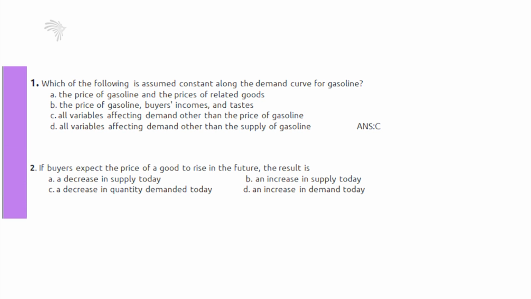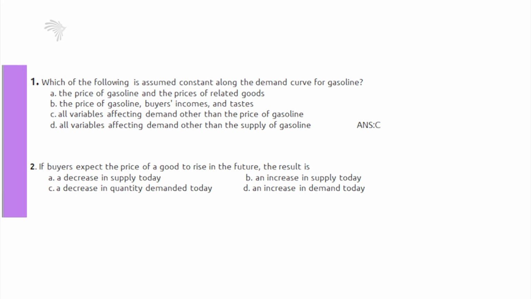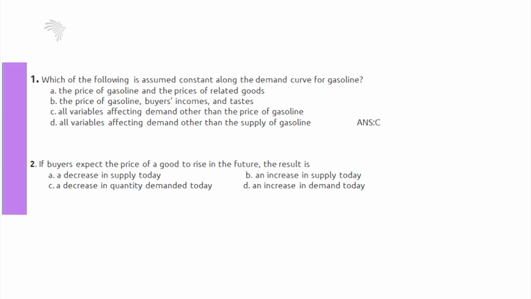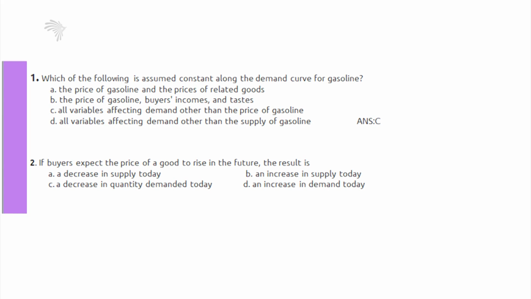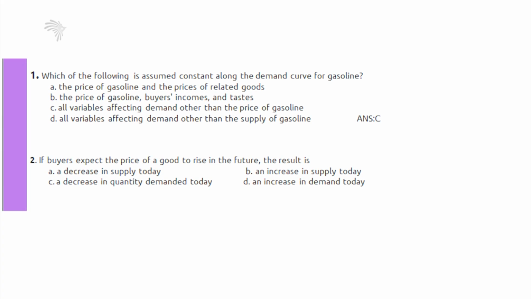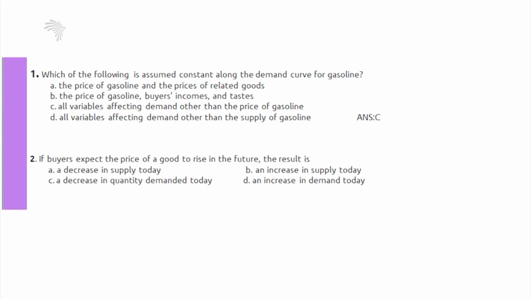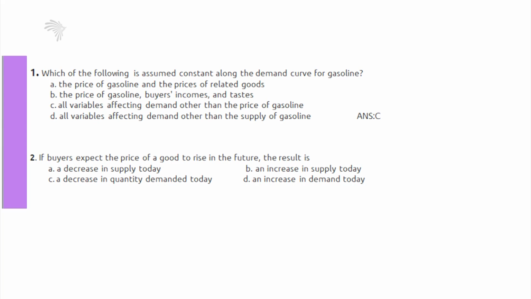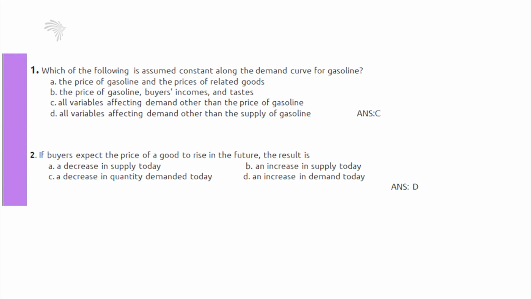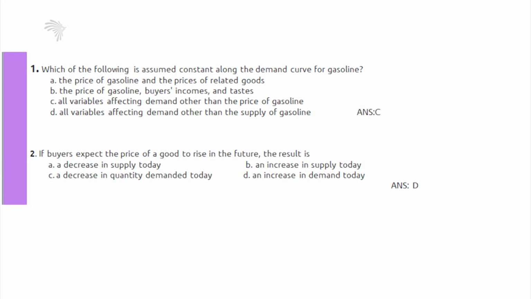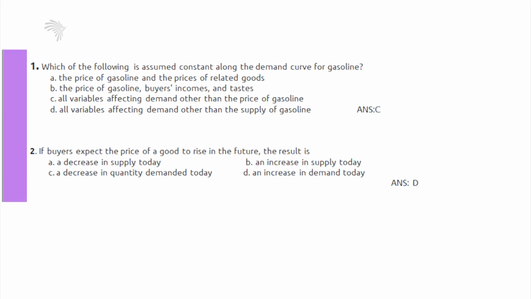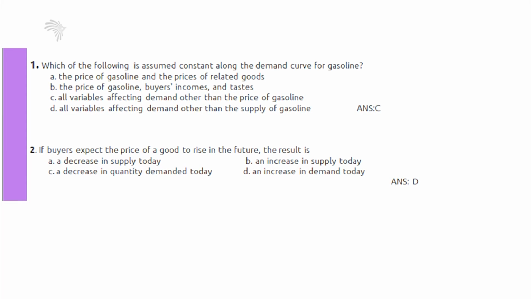Question 2. If buyers expect the price of a good to rise in the future, the result is A, a decrease in supply today. B, an increase in supply today. C, a decrease in quantity demanded today. D, an increase in demand today. The answer is D, an increase in demand today, because when consumers expect the price to rise in the future, they start buying a lot of the good today. That's the reason.